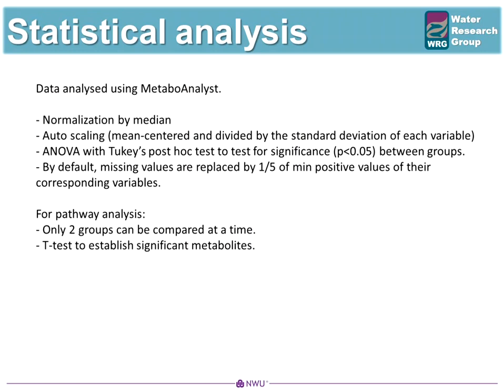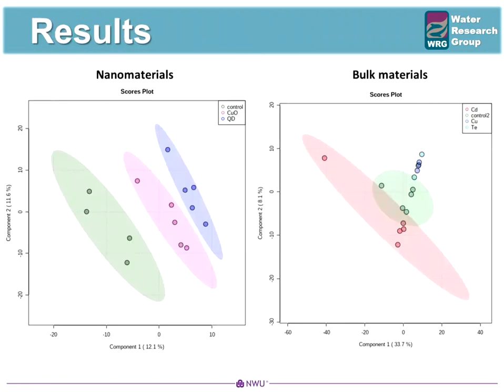From the one-way ANOVA results, a PLS-DA 2D scores plot was generated for nanomaterials versus the control, as well as bulk materials versus the control. From here we can see a clear grouping and separation between the nanomaterials and the control, the green being the control on both graphs. In the bulk material graph, there is slight overlap between the control and cadmium in red and beryllium in light blue.